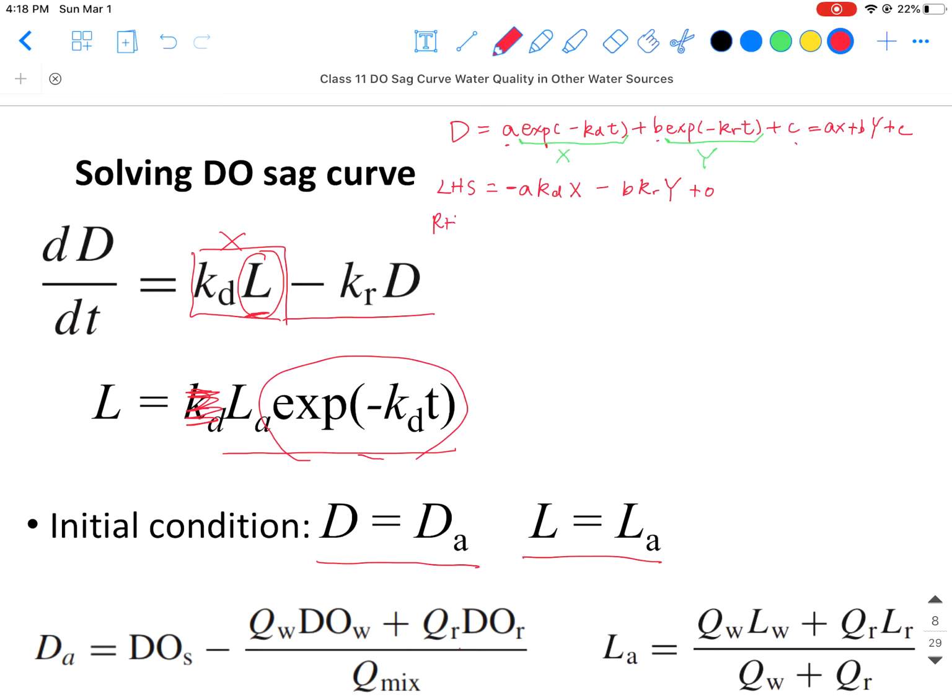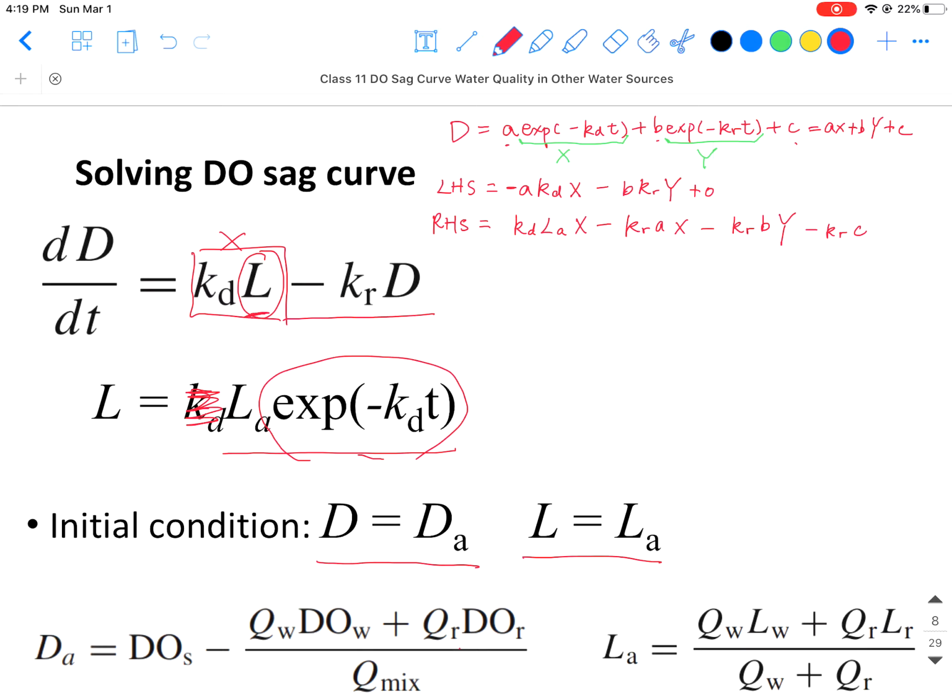Okay, so on the right-hand side, let's see what happens. We have kd multiplied by L, which is equal to kd L_A, and then for this exponential term, that's x. Okay, and for the second term, let's see what happens. The second term we have minus kr A multiplied by x, minus kr B multiplied by y, minus kr C.